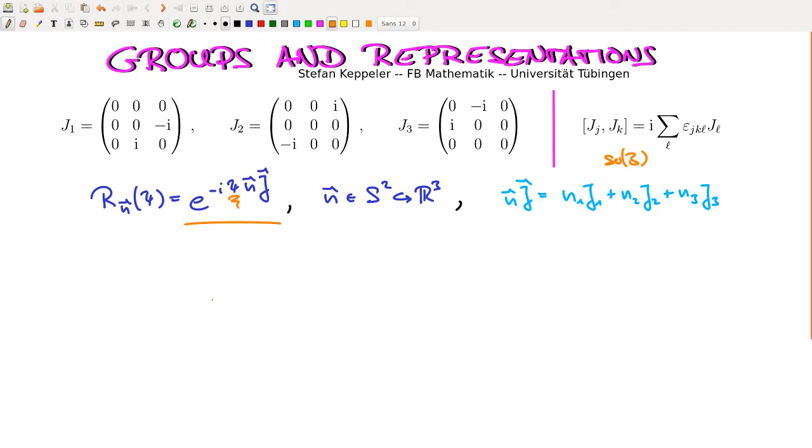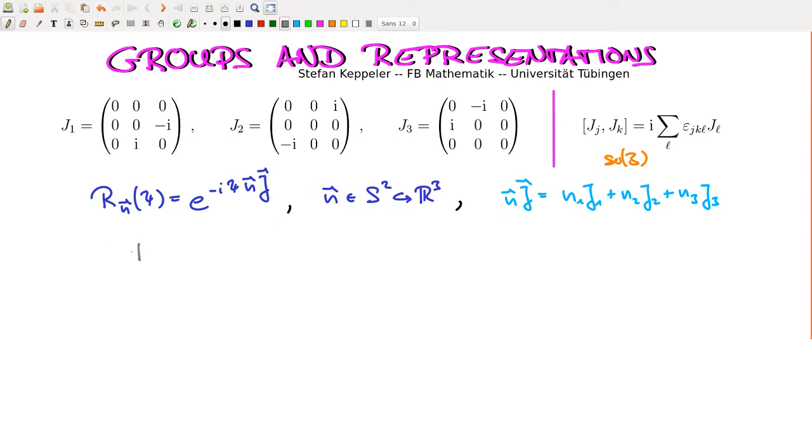So psi is a real parameter, and n is a point on the sphere, a direction, which we want to write as a 3-vector. This means that n·J is just a linear combination of the generators, so this is a Lie algebra element. Now the claim was that this exponential is really just a rotation about axis n by angle psi. How can we see this?